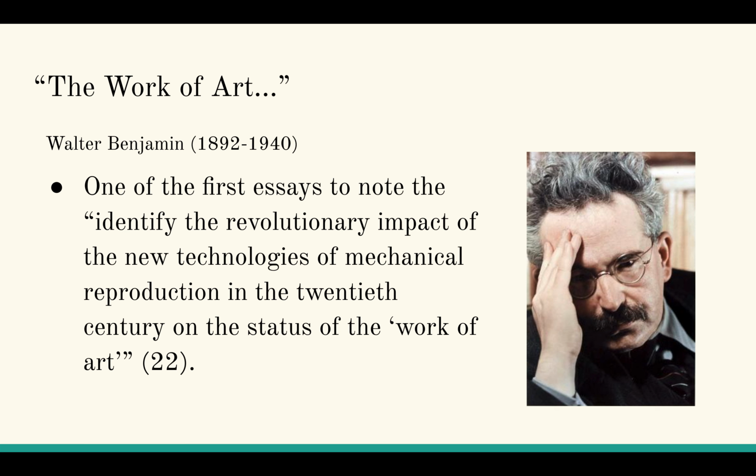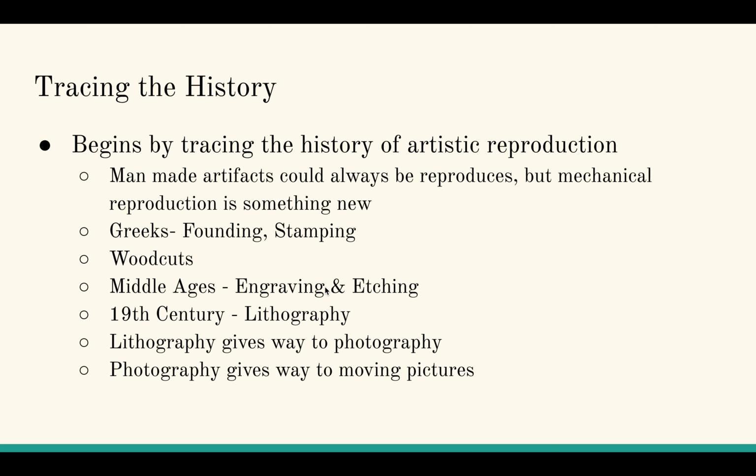And so Benjamin is trying to figure out what does this mean, right? What does this mean to the status of art in this time of new technology in this new century? So he begins then by tracing this history of artistic reproduction. And he says, listen, man-made artifacts could always be reproduced, but mechanical reproduction is something new. And by mechanical reproduction, he meant things like the printing press, right, or especially the steam-powered or automated printing press, where you could just crank out book after book after book, or print after print after print.